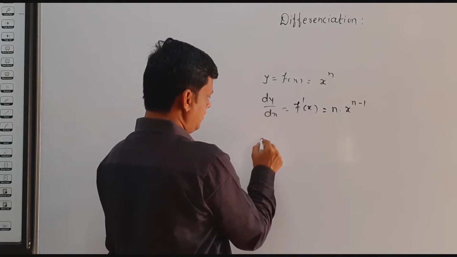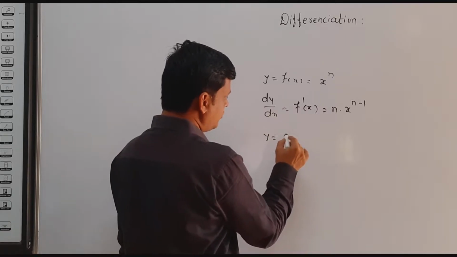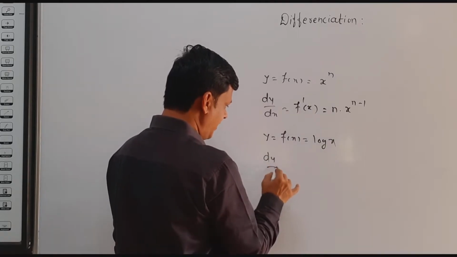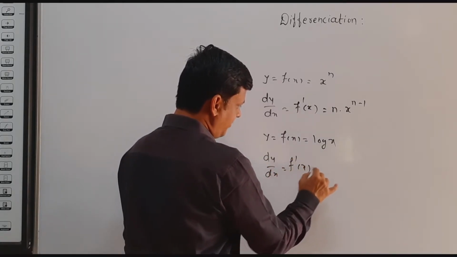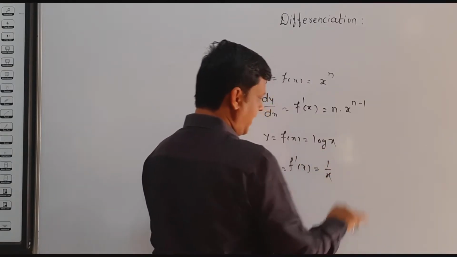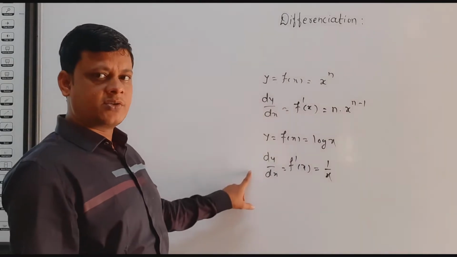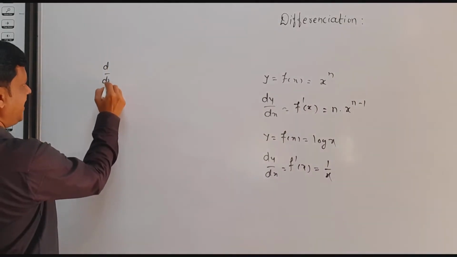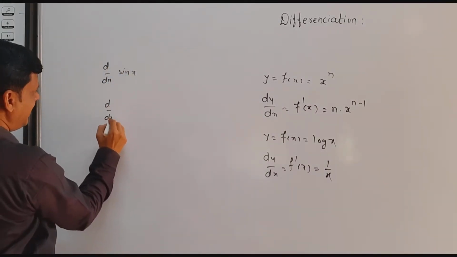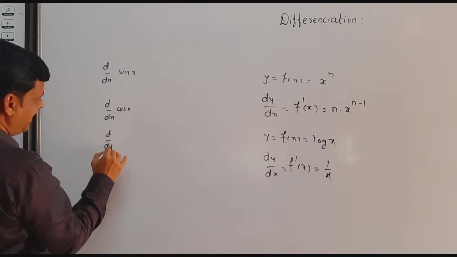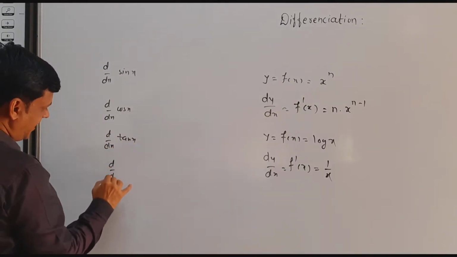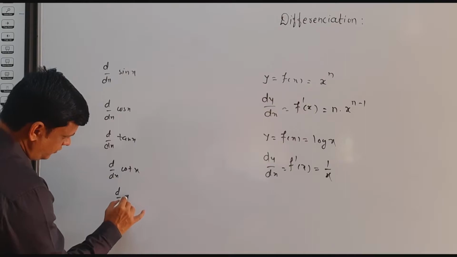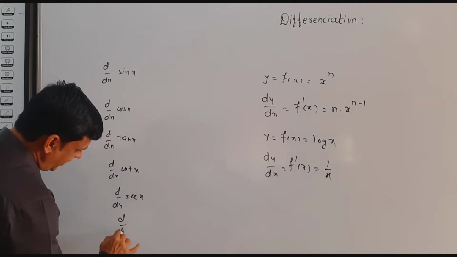Then we have to find the derivative of y is equal to f of x is equal to log x. So we write dy by dx, f dash of x, and the derivative of log x is 1 by x. So this is the derivative of the standard logarithmic function. Then d by dx of sin x, d by dx of cos x, d by dx of tan x, d by dx of cot x, d by dx of sec x, and d by dx of cosec x.